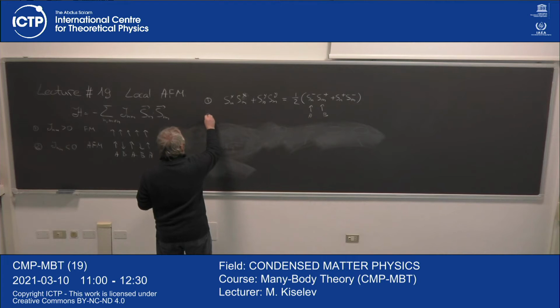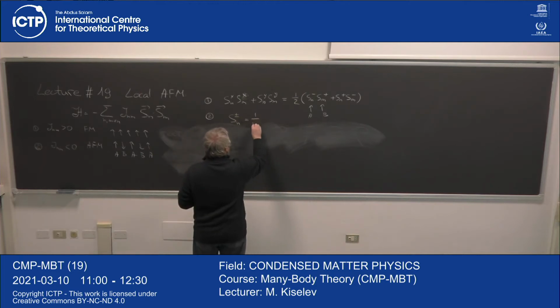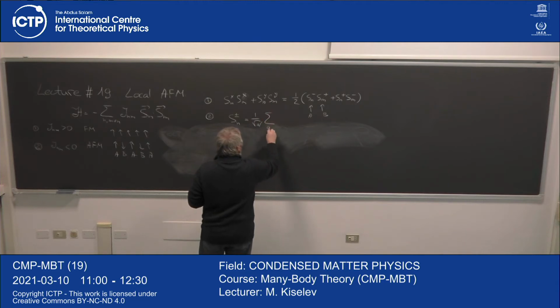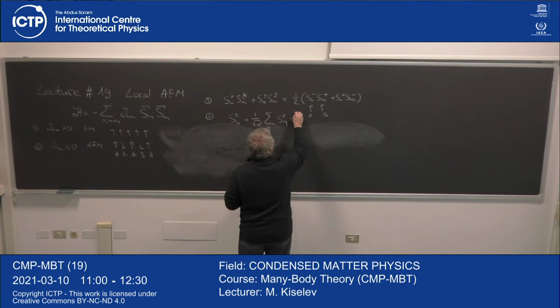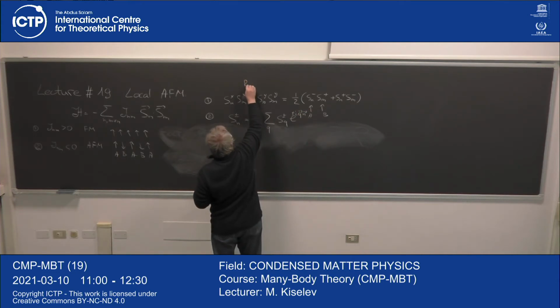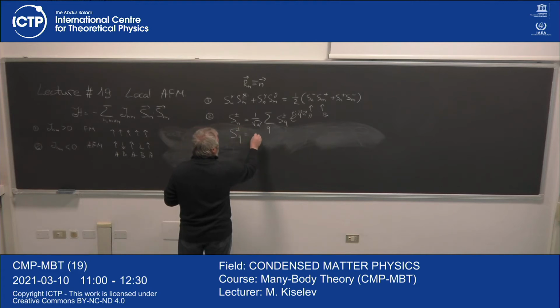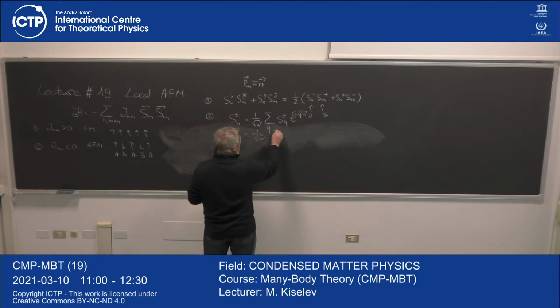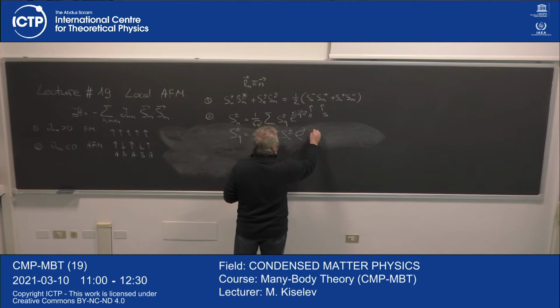As in the previous lecture, I defined the Fourier transform for the transverse components. This is 1 over square root of N, sum over q, S_q plus minus, exponent e to the power plus minus i q n. And I use shorthand notation for n. The inverse Fourier transform S_q plus minus is equal to 1 over square root of N, sum over n, S_n plus minus, exponent minus plus i q n.